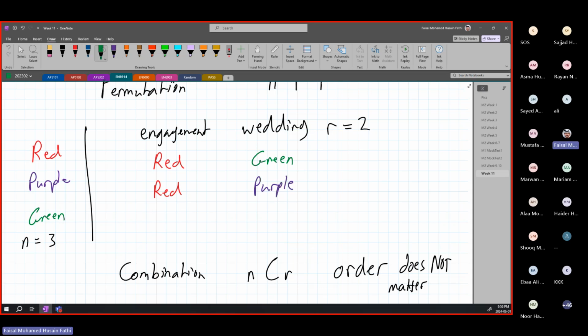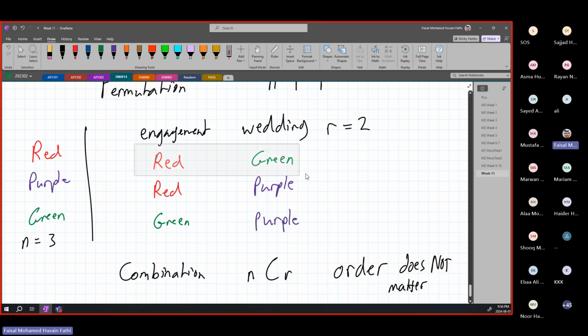And the last choice is going to be green and purple. So in other words, you only have two dresses that you can choose, and the order doesn't matter. It will be the only two dresses you can take. So you only have two choices. It doesn't matter whether you're wearing it for the engagement or the wedding. Yani you can flip these and it is the exact same meaning. All right. It is the amount of dresses that you are taking.